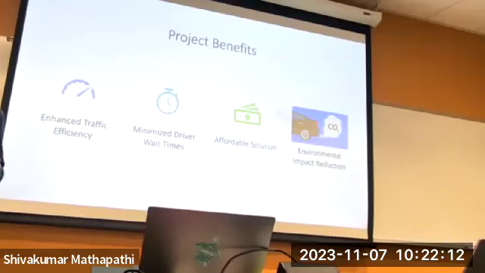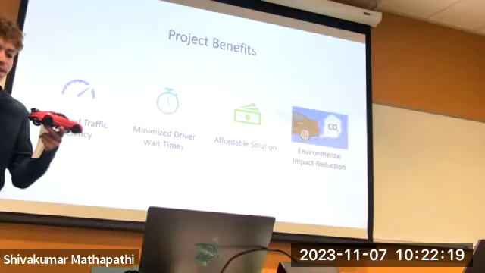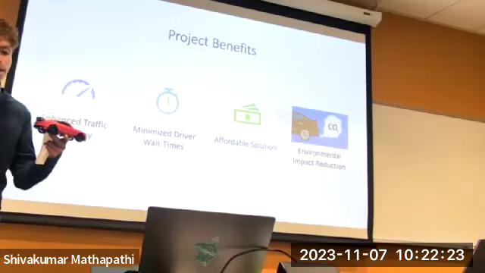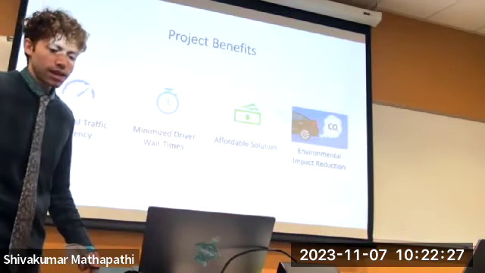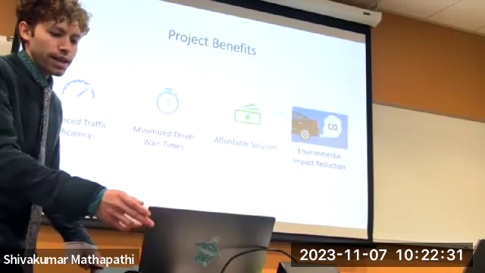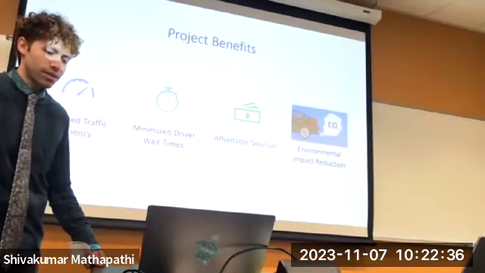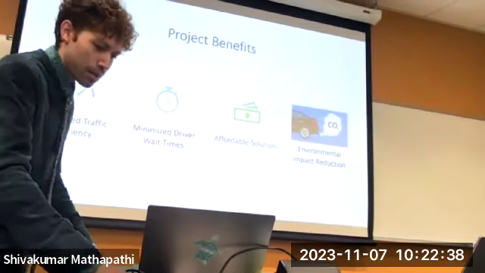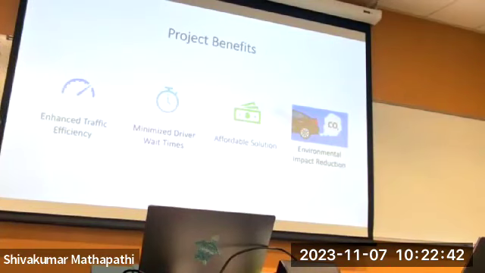Environmental impact reduction: gas-powered cars, as you can see right here, Mustang cars. Well, it doesn't have to be a Mustang, just gas-powered cars. They emit a lot of CO2, and the more time users wait at the intersection for the traffic light to turn green, the more pollution increases, which we want to reduce. So, less pollution.